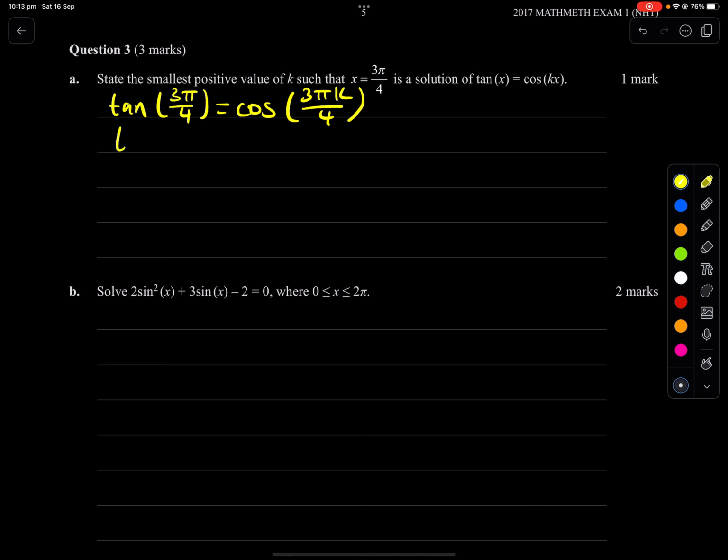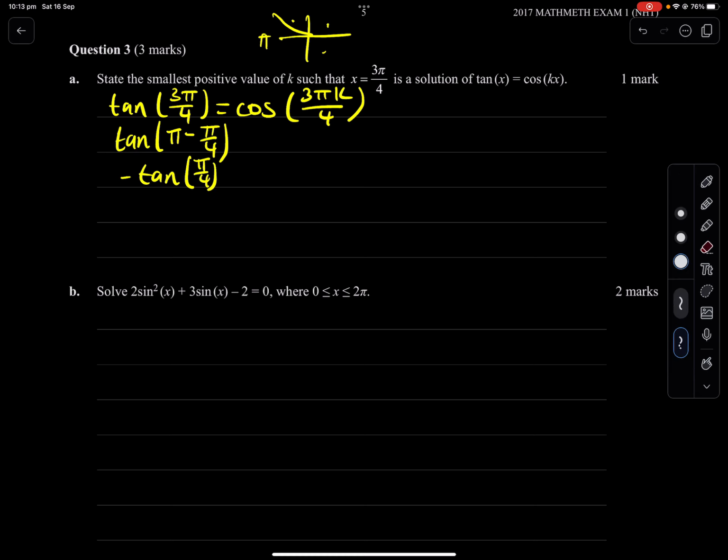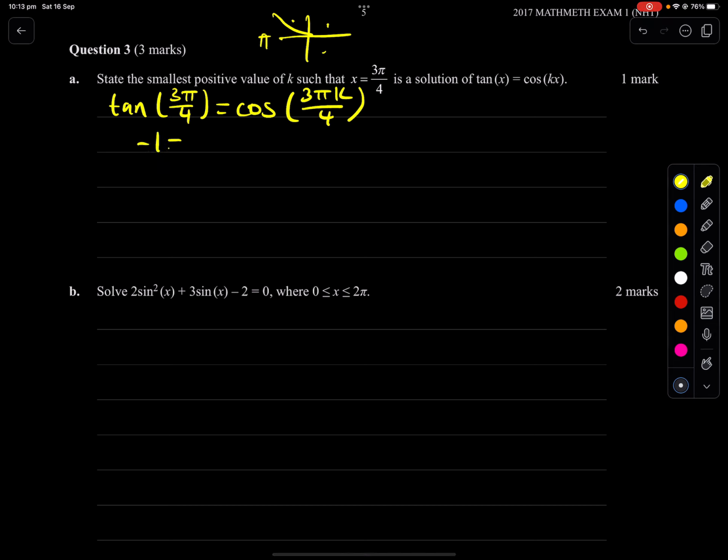So this can be simplified as tan of pi minus pi on 4, which is what? If you look here, this is pi, so it's around here, CAST, so it'll be negative tan of pi over 4, which is just negative 1. So I take this off. So this here is negative 1, cos of 3 pi k over 4.